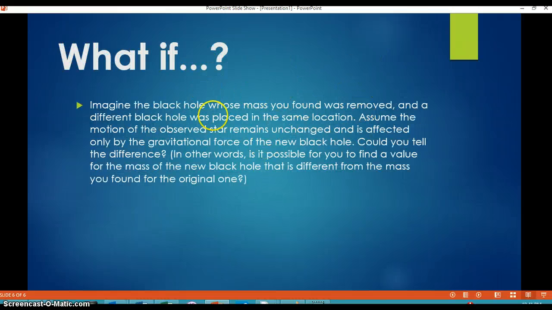And what if? Imagine that the black hole whose mass we found was removed and a different black hole was placed in the same location. Assume the motion of the observed star remains unchanged and is affected only by the gravitational force of the new black hole. Could you tell the difference? You could not tell a difference between the two because they would both have the same mass. The new black hole is in the same location as the old one, and the motion of the star is the same. This means that the masses of the black holes are the same, and you could calculate the mass of the new black hole just by running the code in VIDLE again.